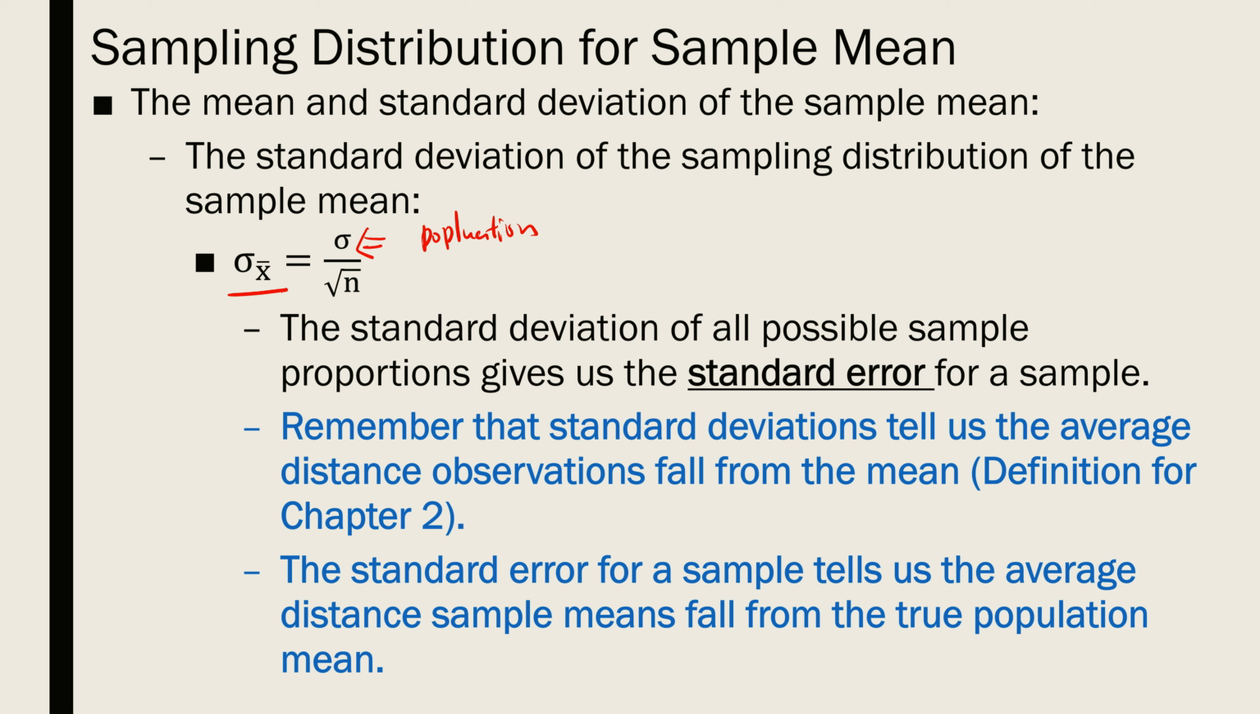Remember that standard deviation tells us the average distance observations fall from the mean. It is the definition we learned from Chapter 2. And the standard error for a sample tells us the average distance sample means fall from the true parameter mean. We use the standard error for estimators. And the sample mean and the sample standard deviation belong to estimators.